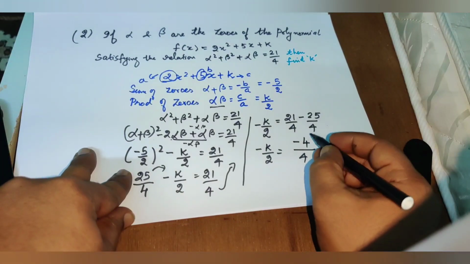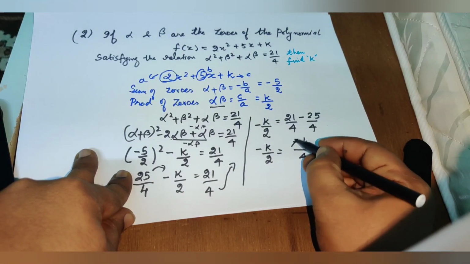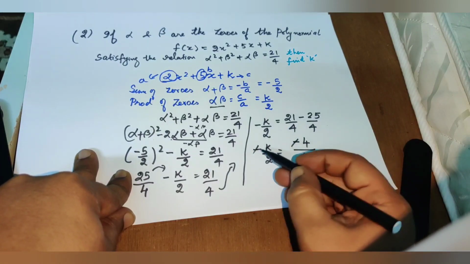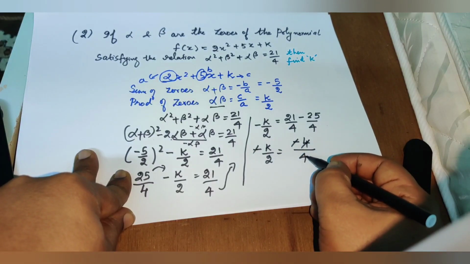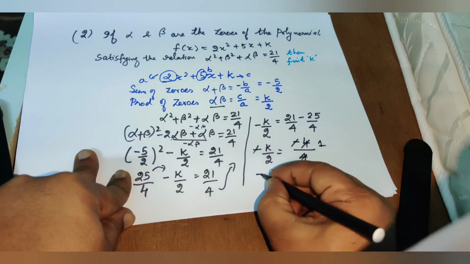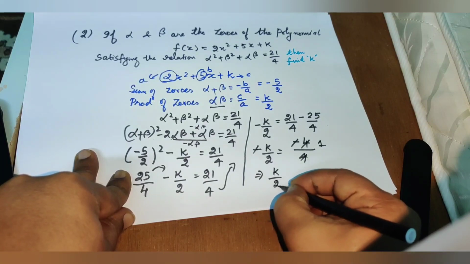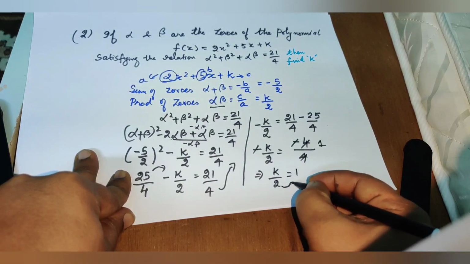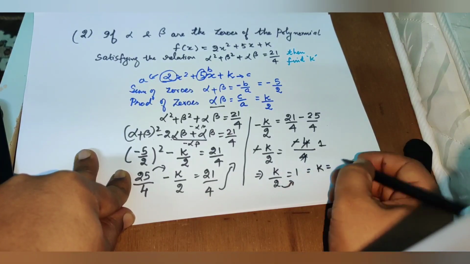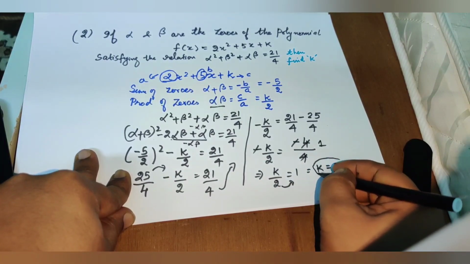And here we can easily cancel. First of all, negative and negative cancel, because with the same sign on both sides we get positive. So 4 by 4 simplifies to 1. So k by 2 is equal to 1, and this 2 when it goes to that side becomes k equal to 1 into 2, which is 2. So the value of k is equal to 2.